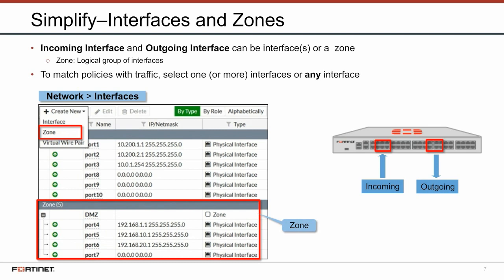To simplify policy configuration, you can group interfaces into logical zones. For example, you could group port 4 to port 7 as a DMZ zone. Zones can be created from the Interfaces page. However, you should note that an interface in a zone cannot be referenced individually, and if you need to add the interface to the zone, you must remove all references to that interface. For example, firewall policies, firewall addresses, and so on. If you think you might need to reference interfaces individually, you should set multiple source and destination interfaces in the firewall policy, instead of using zones.